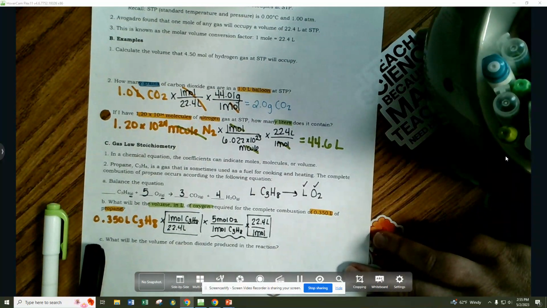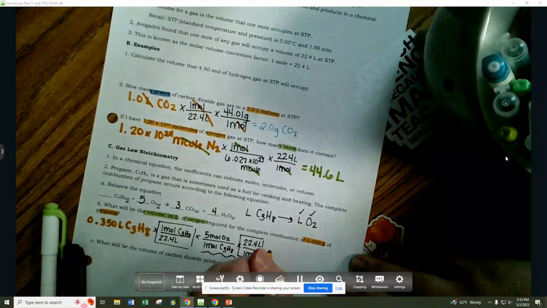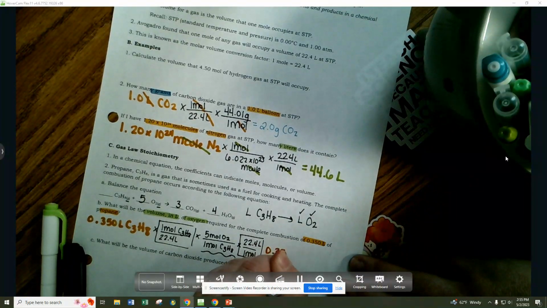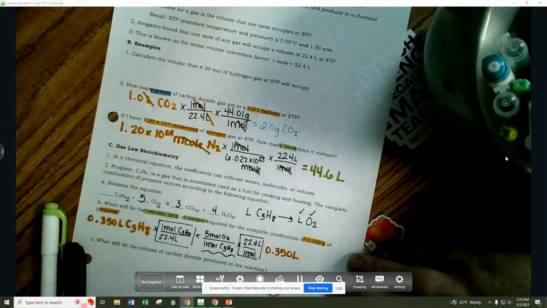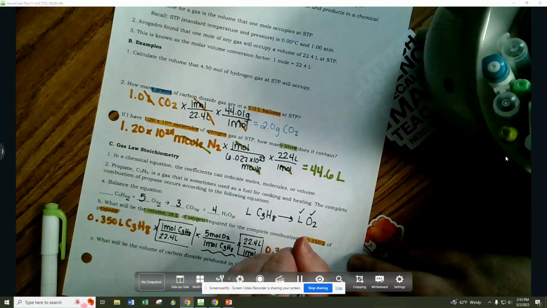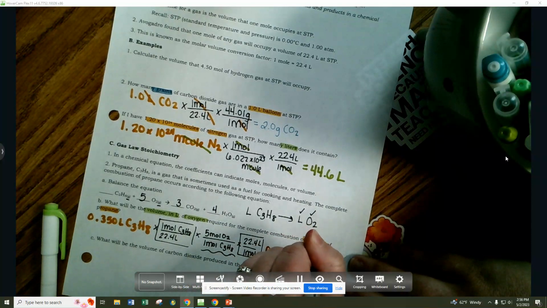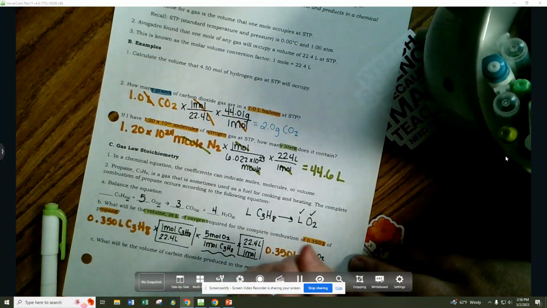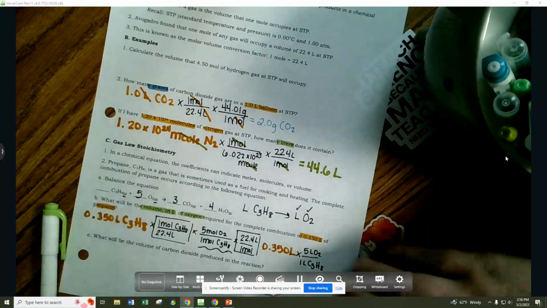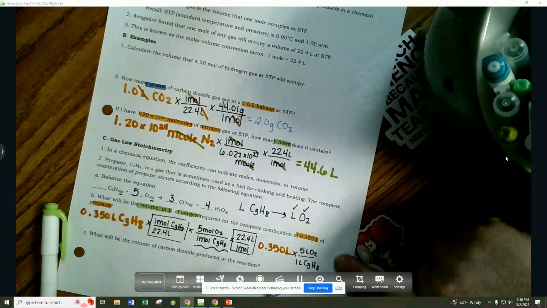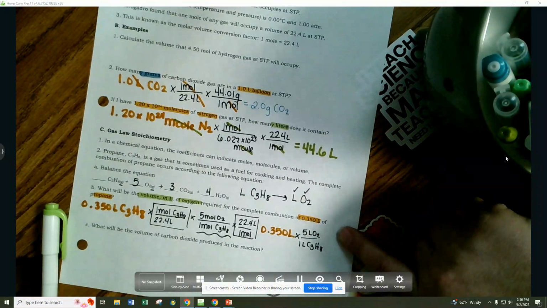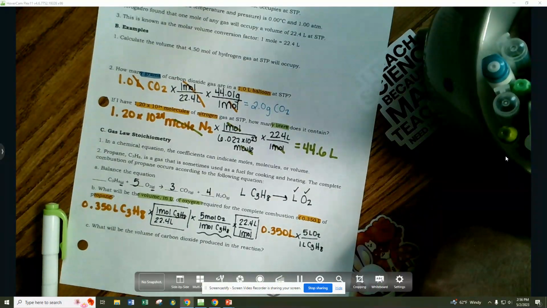I keep setting things down. There we go. I'm going to take my given of 0.350. And the much shorter way is to use a volume ratio, liter ratio. So instead of saying 5 moles of oxygen, we're going to say 5 liters of oxygen is to 1 liter of C3H8. This can be done in one step because we're starting with the volume of a gas and because we are ending with a volume of gas.